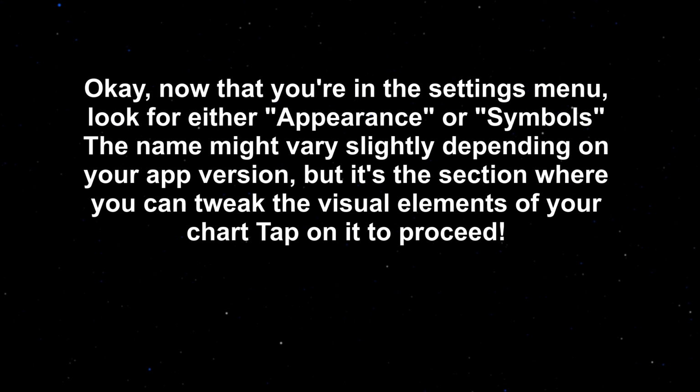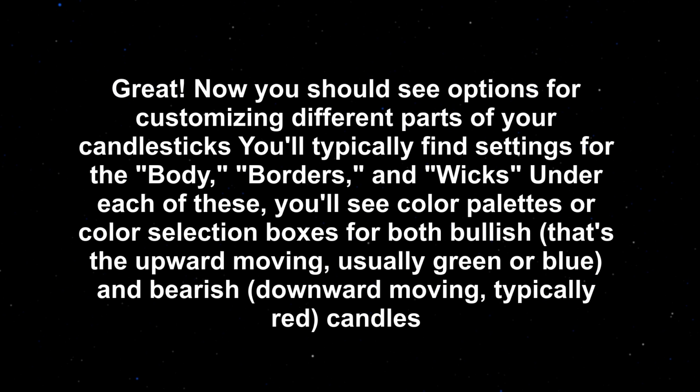Okay, now that you're in the settings menu, look for either appearance or symbols. The name might vary slightly depending on your app version, but it's the section where you can tweak the visual elements of your chart. Tap on it to proceed. Great. Now you should see options for customizing different parts of your candlesticks.